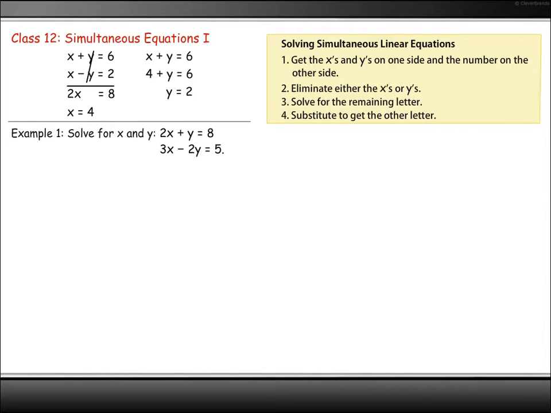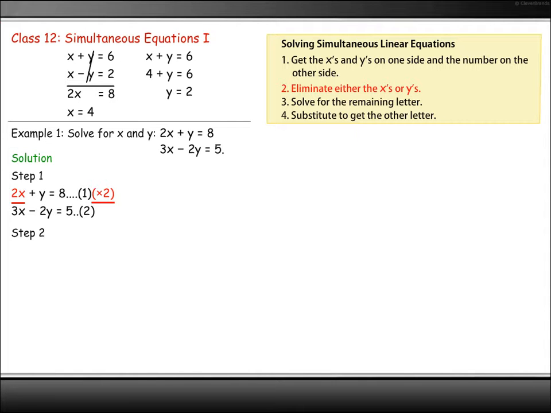Example 1. Solve the following simultaneous equations for x and y. Step 1. Get the x's and y's on one side and the number on the other. This is already done. Call them equations 1 and 2. Step 2. Eliminate the y's. They look easier than the x's. Multiply equation 1 by 2. So you have the same number of y's, but with different signs.